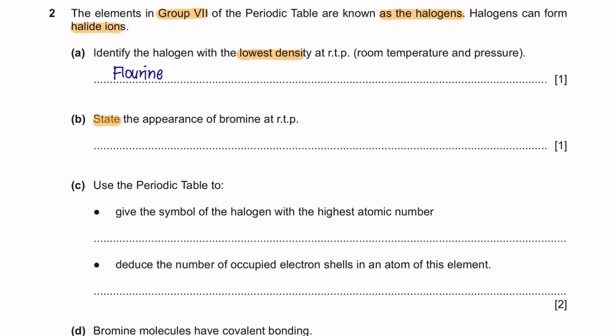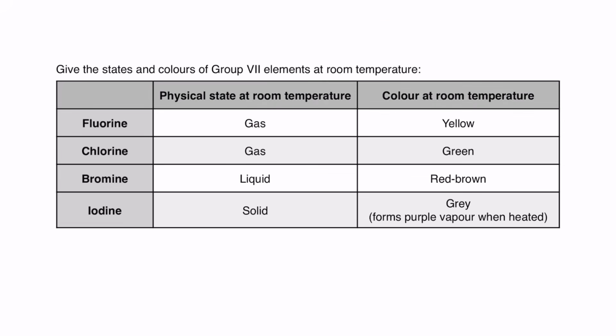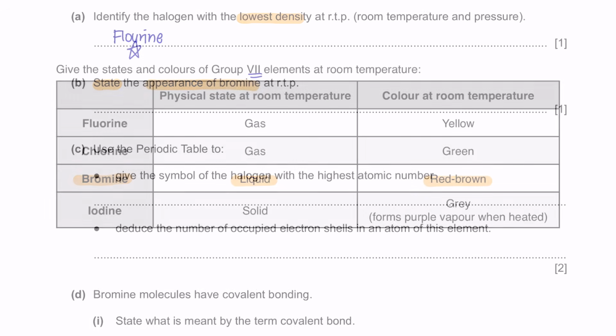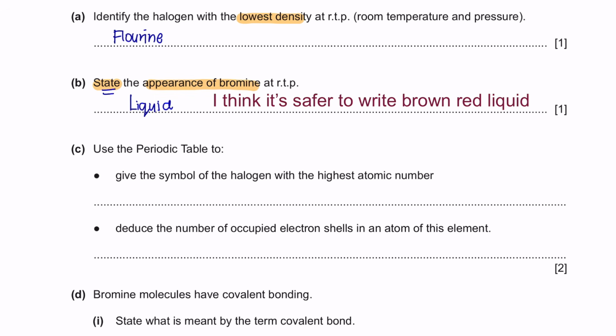Next, part B. State the appearance of bromine at room temperature and pressure. You must remember the state and colors of group 7 elements at their room temperature. For bromine, the physical state is liquid and the color is red-brown. So the state would be liquid.